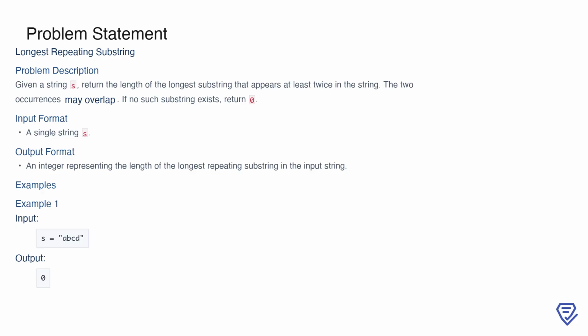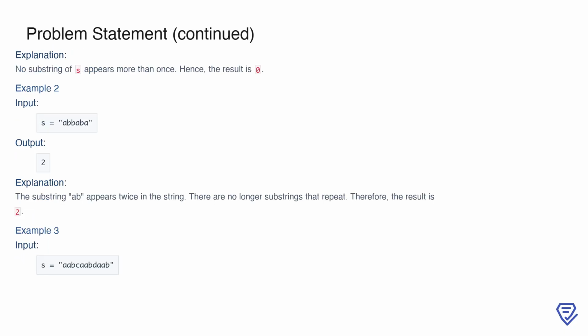For example, if the input string is S equals ABCD, the output would be 0 because there are no substrings that repeat within the given string. To explain further, in the case of the input S equals ABCD, no substring occurs more than once, so the result is 0. Now take a different input, S equals ABABA. Here, the substring AB appears twice in the string, and there is no longer substring that repeats. Therefore, the output is 2.